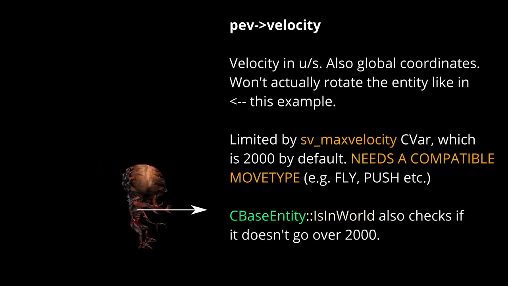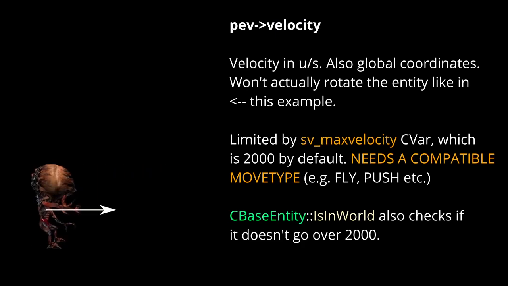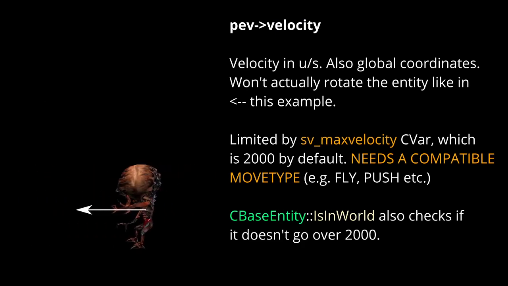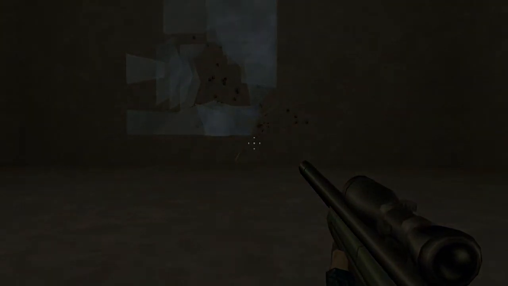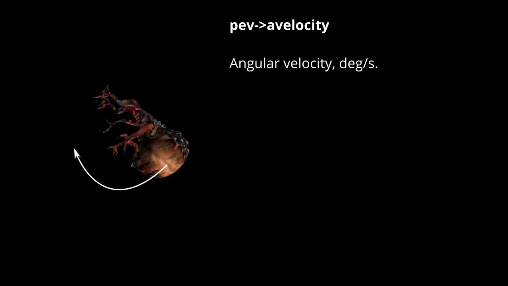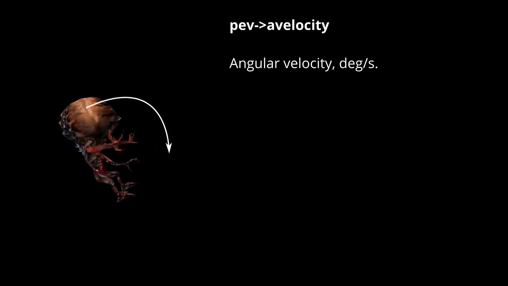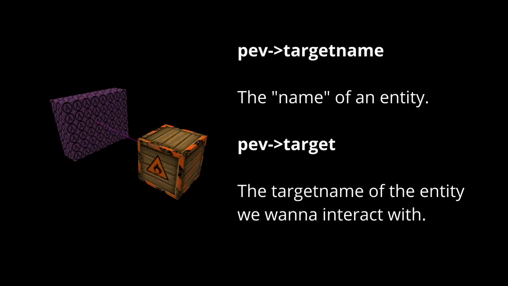Now, pev->velocity is the entity's velocity in units per second. It is limited by sv_maxvelocity, which is 2000 by default, but it can be absurdly high if you want to simulate bullets or something like that. pev->avelocity is the same deal as velocity except it updates angles instead. It means angular velocity.